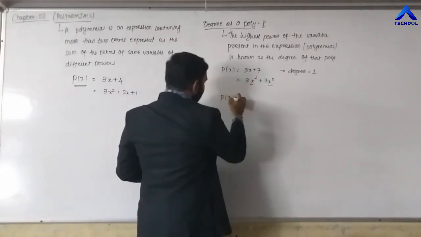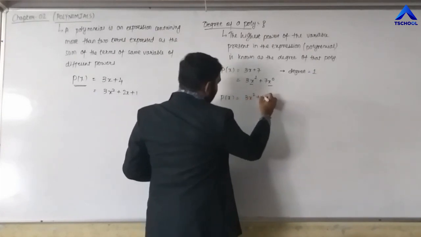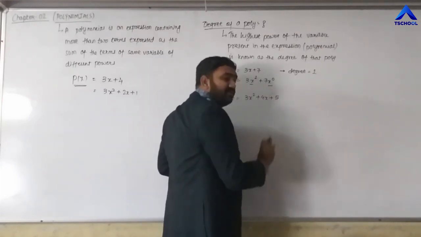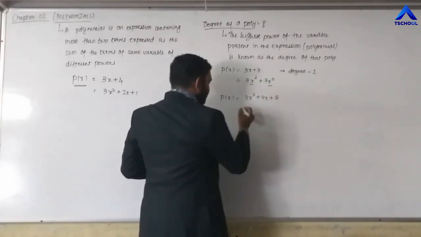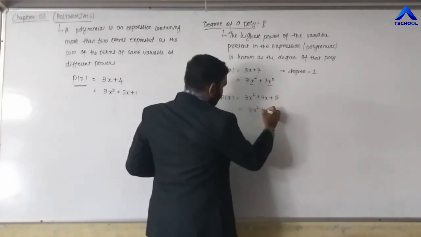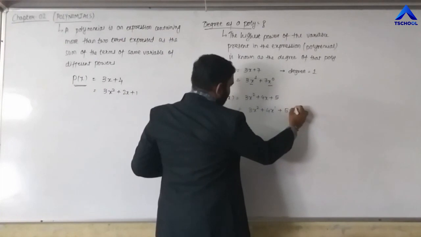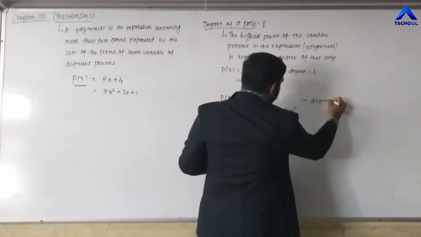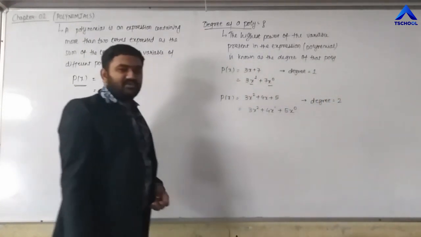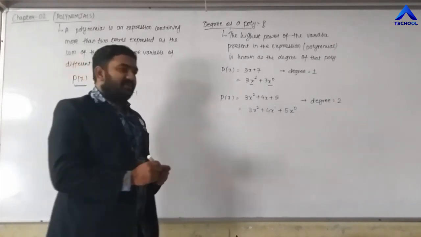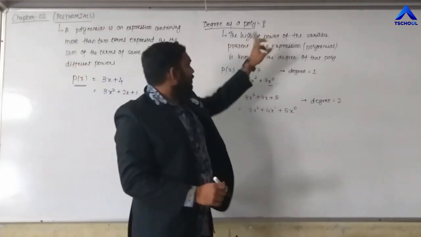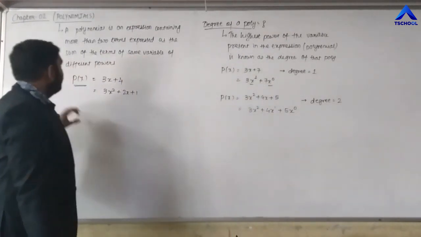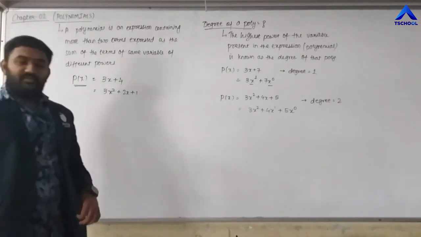Let me take another example, 3x square plus 4x plus 5. Again, how many terms are there here? 3. Yes, good. So that is 3x square plus 4x raised to 1 plus 5x raised to 0. Now the degree here will be equal to 2. Is it clear? That is what the degree of a polynomial means. Again, the highest power of the variable present in the expression or polynomial is known as the degree of that polynomial. And we have already discussed the definition of the polynomials.